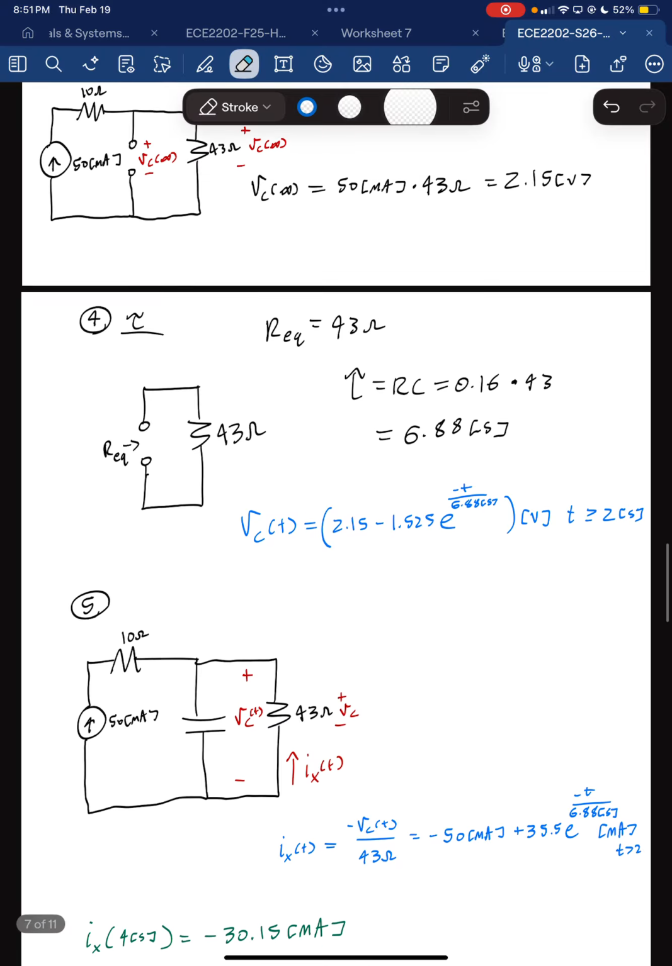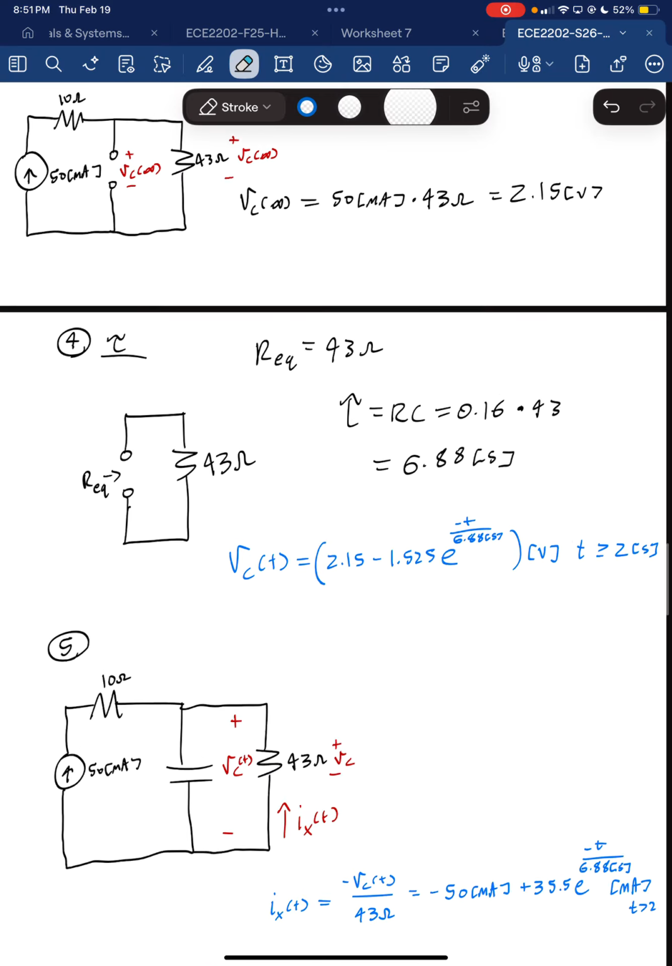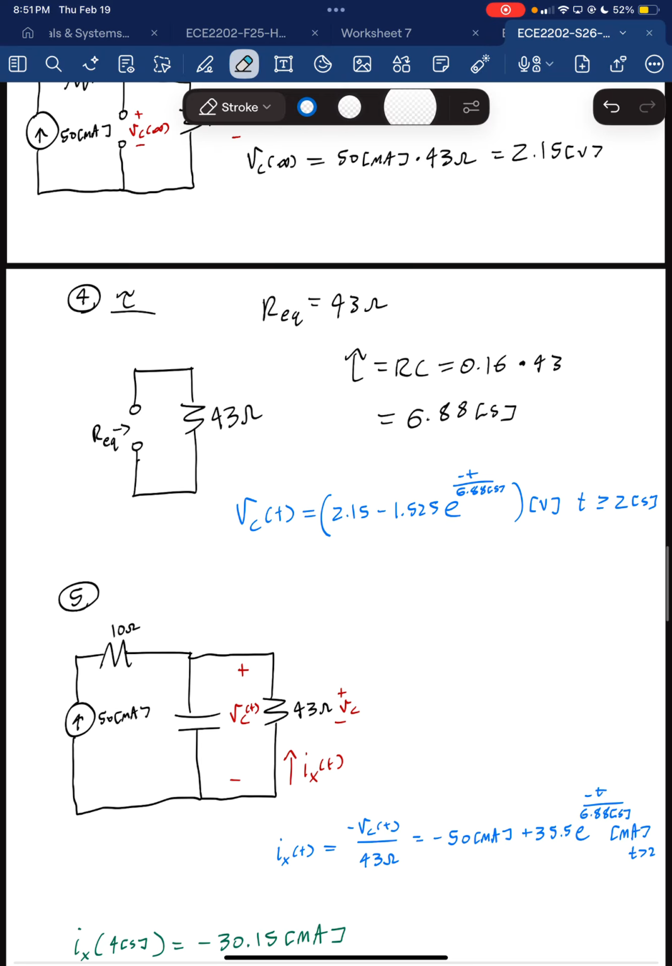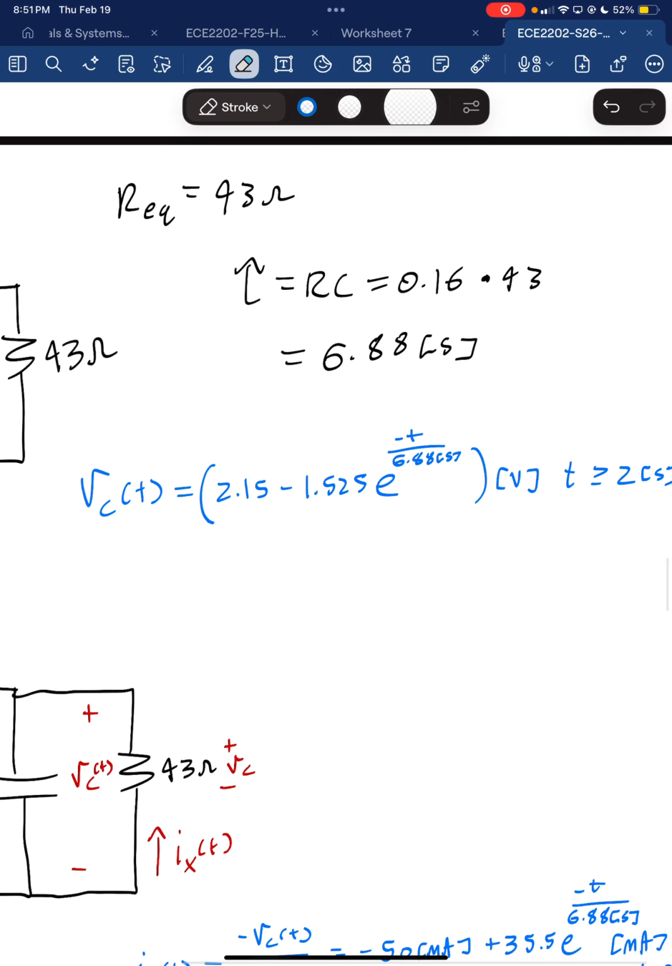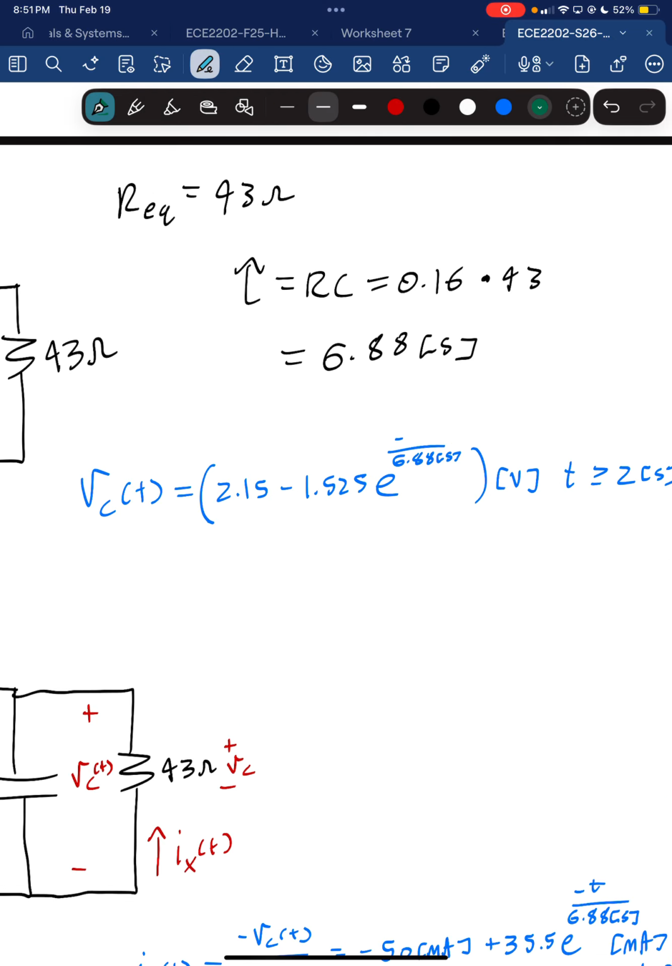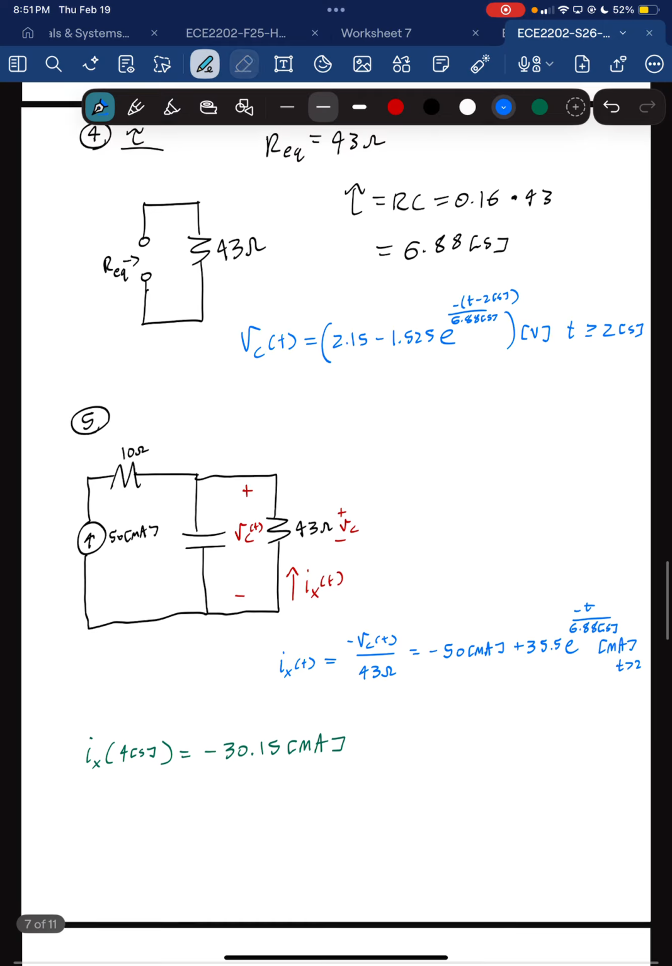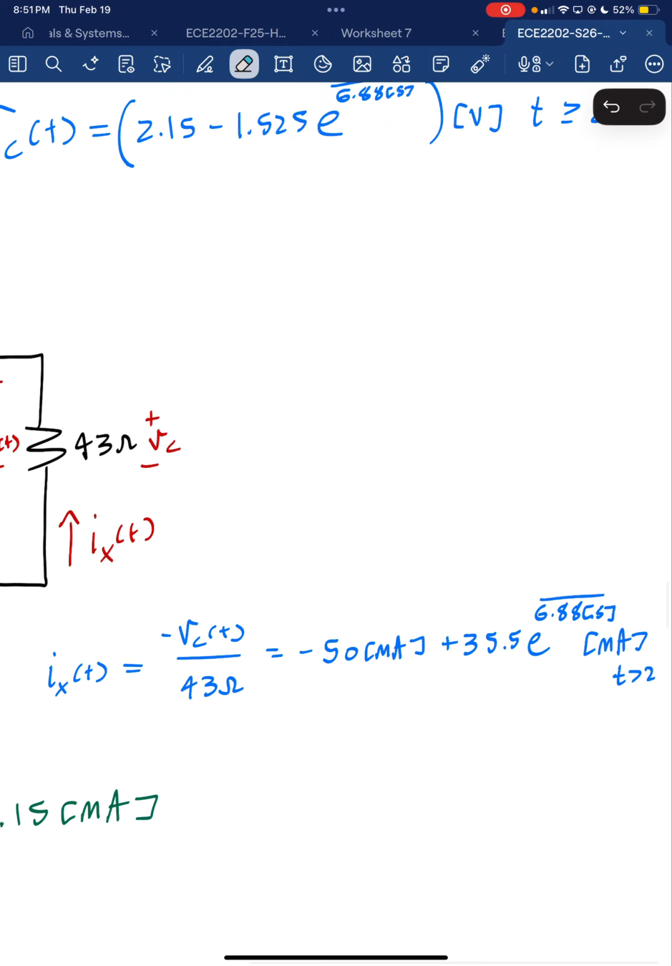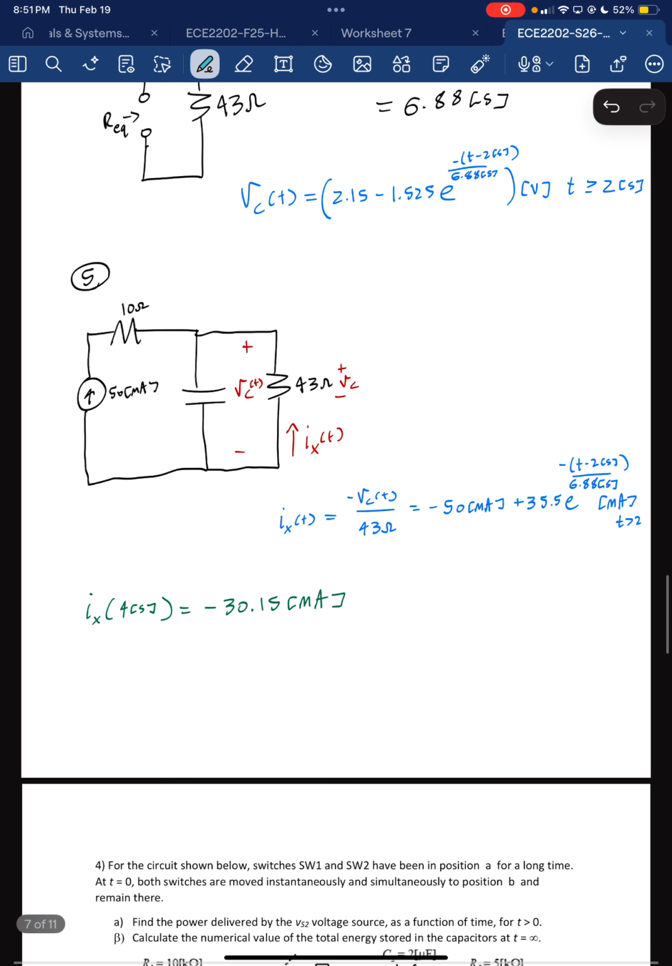Oh, I see. See? It's so easy to forget. The switch is not flipping at t equals 0. It was t minus 2. Yes. Okay, so this is negative t minus 2 seconds. That's why it's so important. It gives you the complete wrong answer if you don't do it. Even if it's a single switching event, if it's not at t equals 0, you have to include t naught.